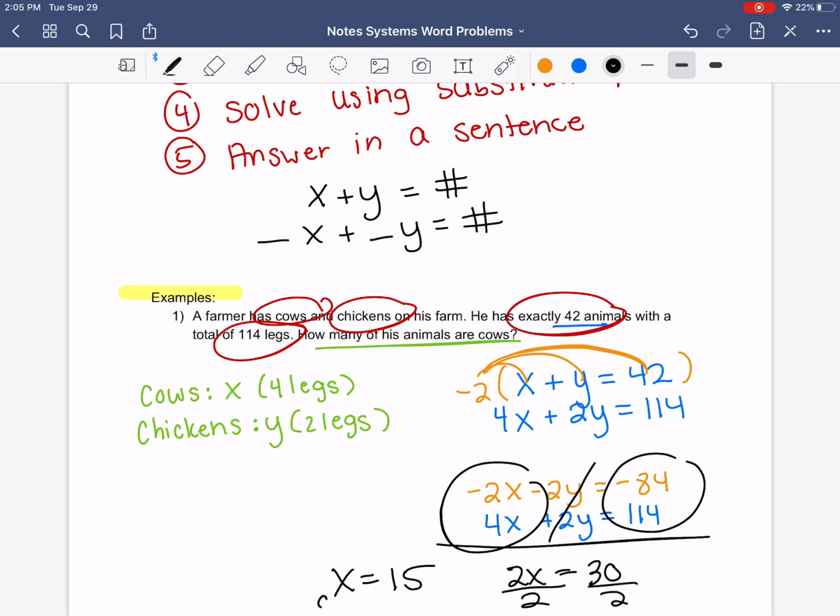Well, x represents the cows, so if we look at our word problem, it says how many of his animals are cows. So we don't have to figure out how many chickens there are. We would just take 42 total animals minus the 15 cows, and get the chickens. But the question just said how many of his animals are cows. So to answer the question, we use a sentence, and we just say 15 of the farmer's animals are cows.